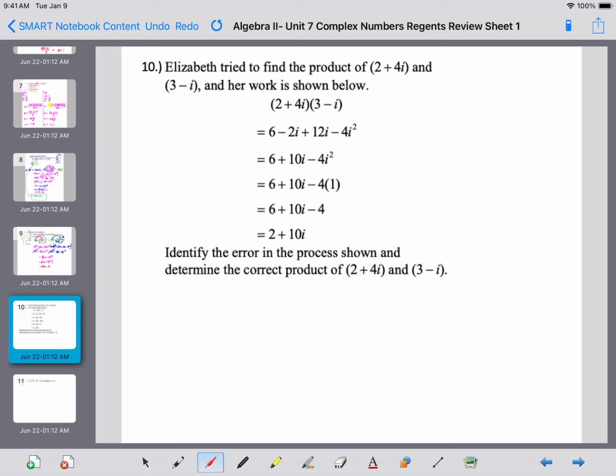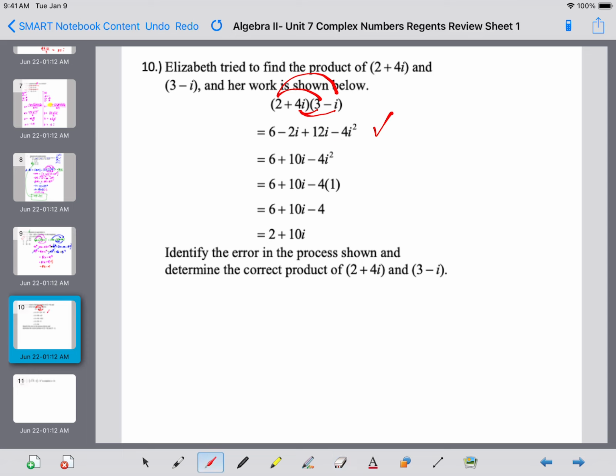Elizabeth tried to find the product of 2 plus 4i and 3 minus i. Identify the error in the process shown and determine the correct product. So first, let's see what Elizabeth did wrong. She multiplied 2 by 3 and got 6. 2 times negative i and got negative 2i. 4i times 3 is 12i. 4i times negative i, negative 4i squared. That's correct.